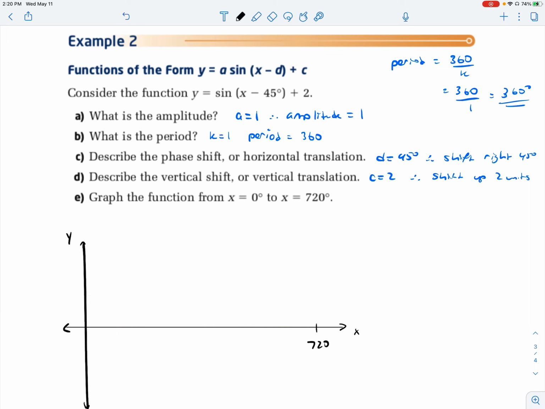So I'm going to mark off 2. The value of C, I always mark off on the graph at 2. This acts as what I call a center line. It's an easy way to get the graph. With this center line, my sine function is going to oscillate about that center line, and I'm going to have the amplitude between the max and min values.